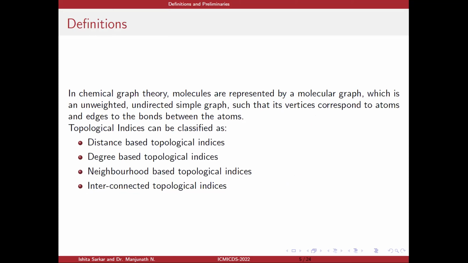Certain definitions which we require in our study. In chemical graph theory, we deal with molecules. Molecules are represented by a molecular graph. Now there are atoms in the molecules. Those atoms represent the vertices or the nodes in the graph, and the atomic bonds joining the atoms together are represented by the edges or the links joining the corresponding pair of vertices. There are certain classifications of topological indices: distance-based, degree-based, neighborhood-based, and interconnected topological indices.